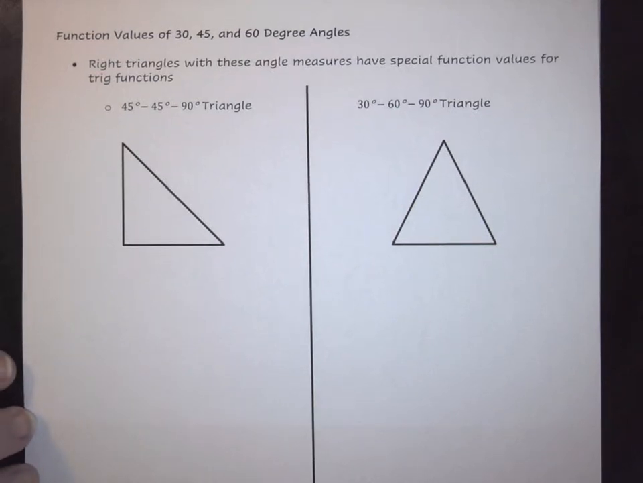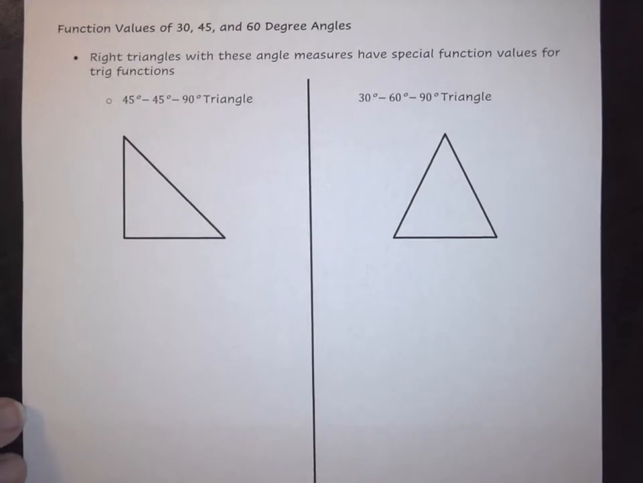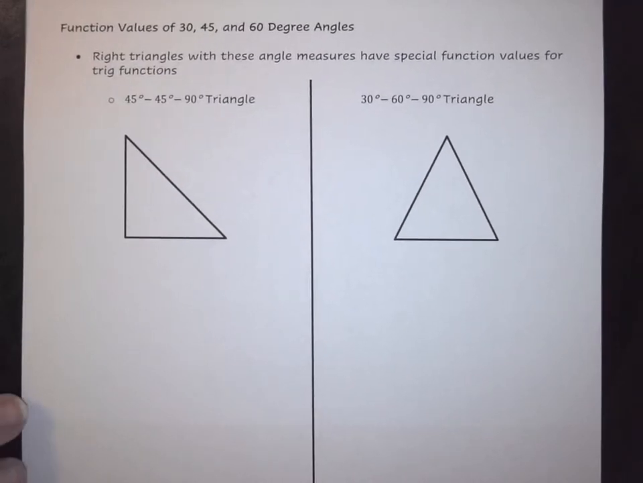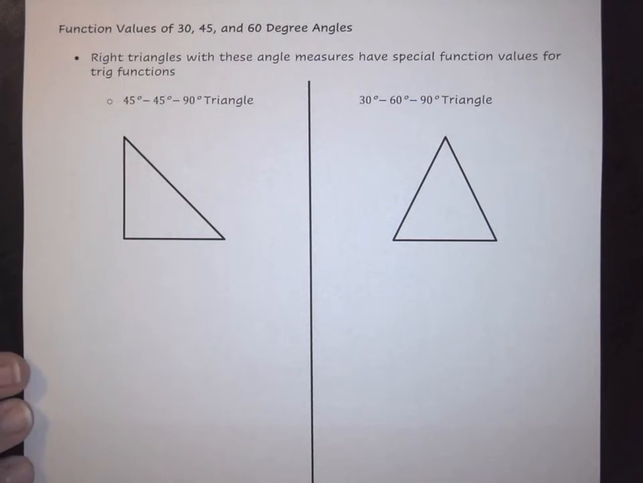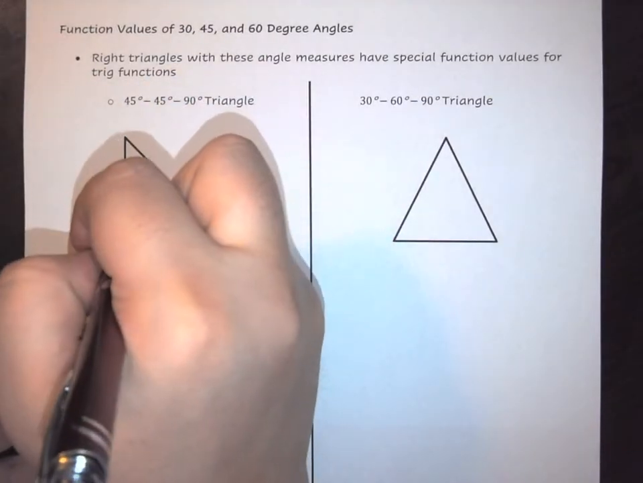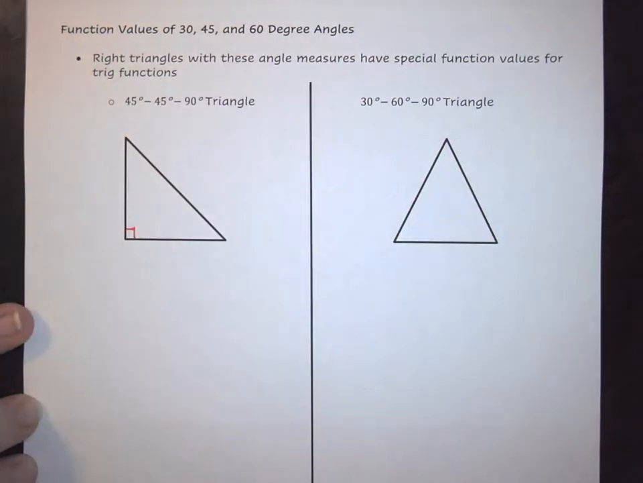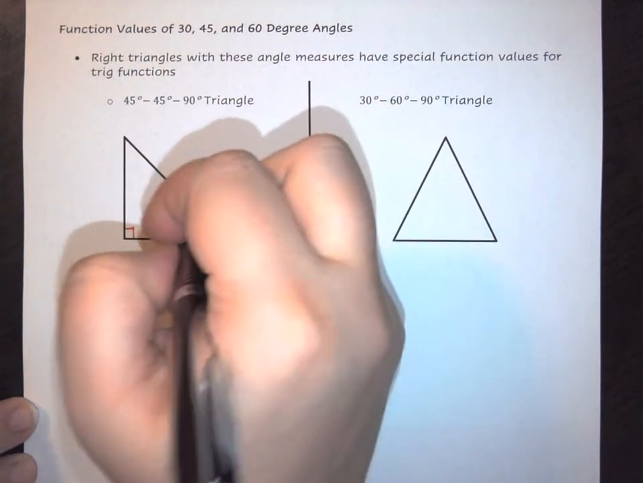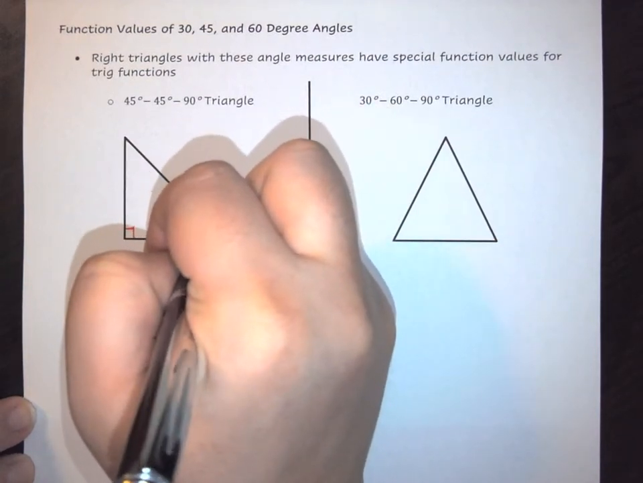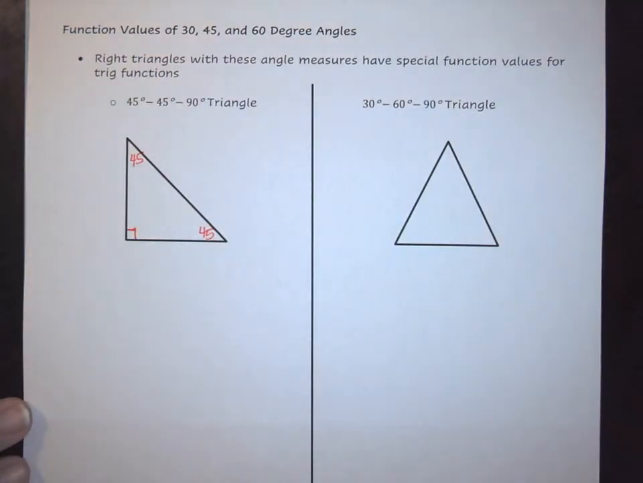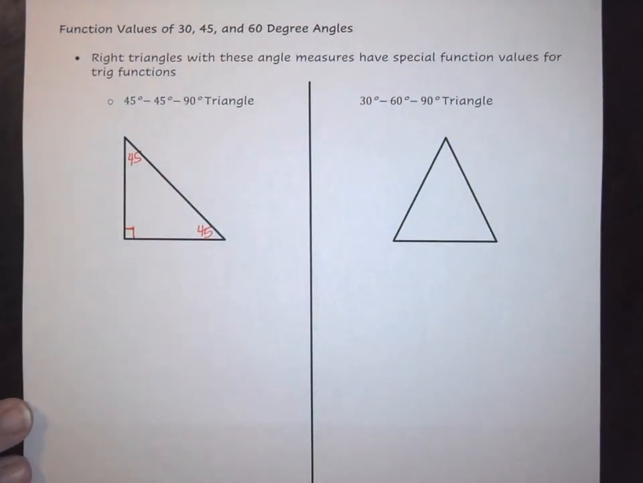Here we're going to look specifically at two special triangles, the 45-45-90 and the 30-60-90. First, let's look at the 45-45-90. So if we declare this corner to be our 90 degree, the 45-45-90 states that both of these angles have to satisfy 45 degrees.